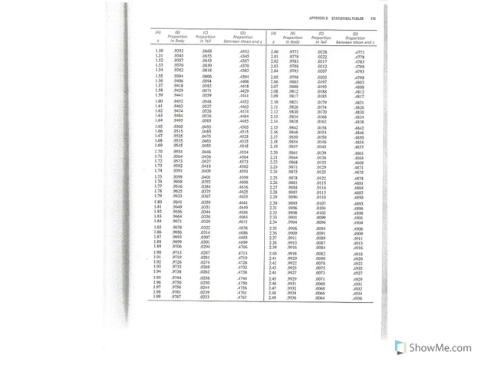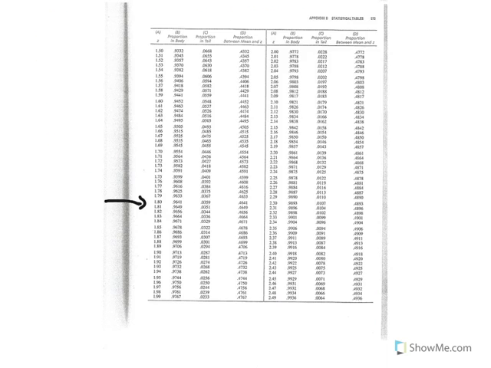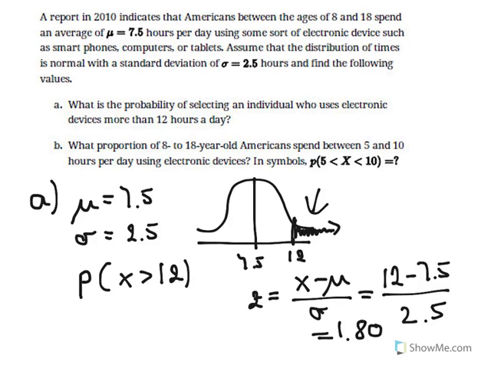Now we are looking up the z-score of 1.80 right there. And remember again, we are looking for this area right here, so the proportion in the tail right there. And for 1.8, this is going to be 0.0359. So for A, the probability of selecting an individual who uses electronic devices more than 12 hours a day is 0.0359.